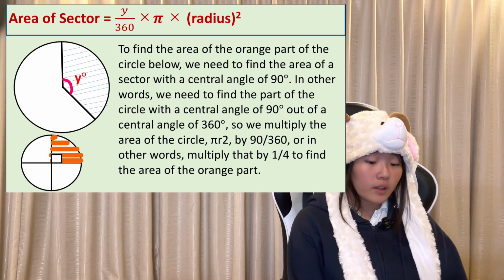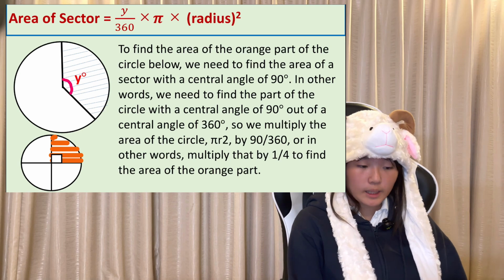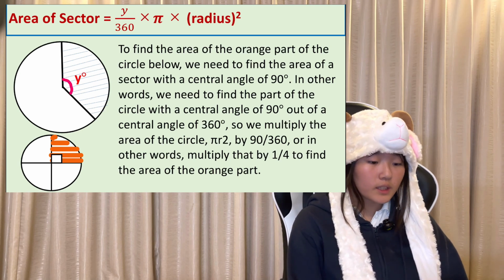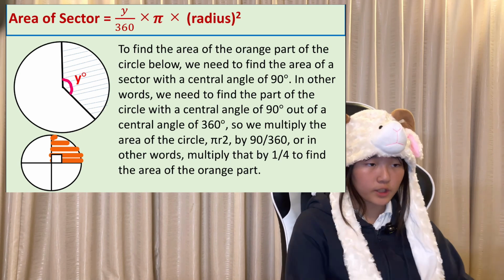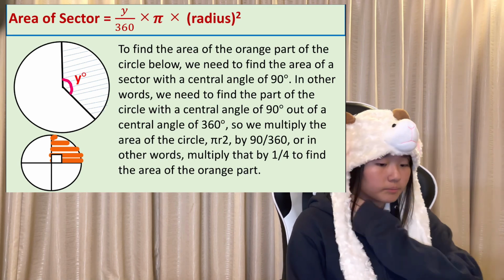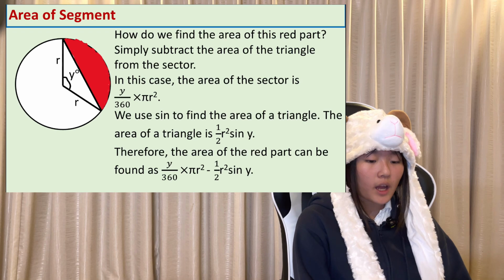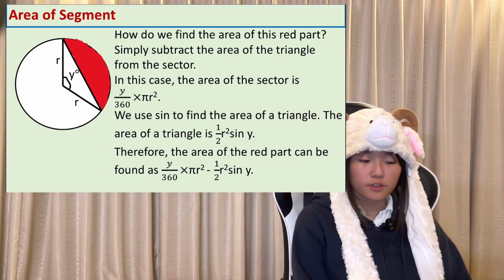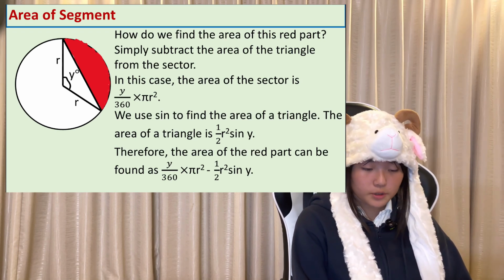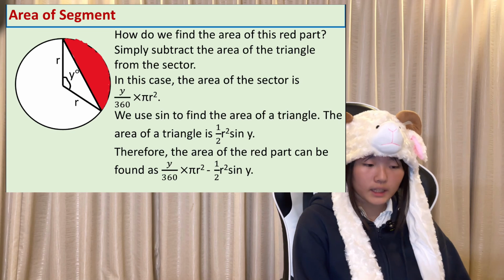To be clear, 90 degrees is just an example. 90 degrees is the y in this equation, in this formula. Now I'll tell you how to calculate the area of a segment. How do you find the part that is shaded red? Simply subtract the area of the triangle from the sector.